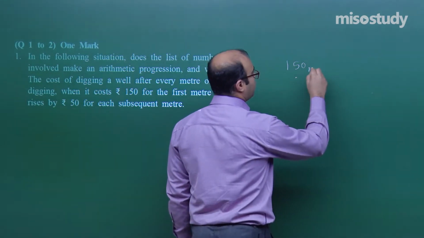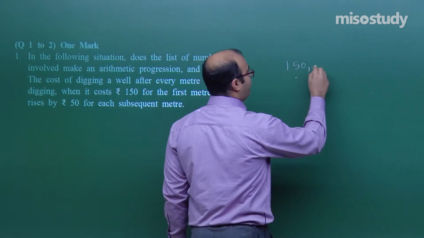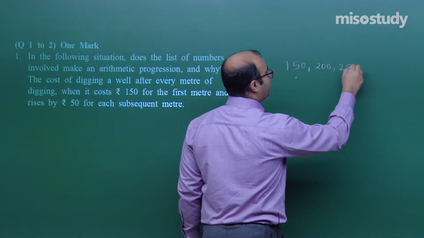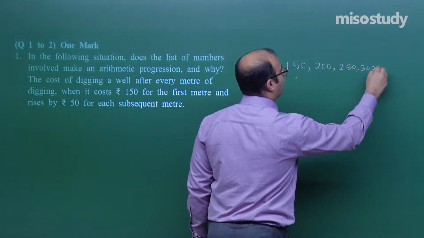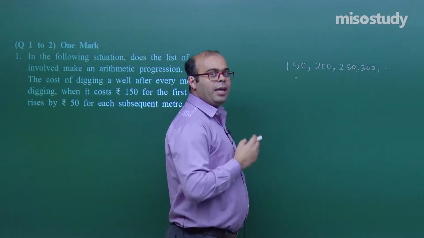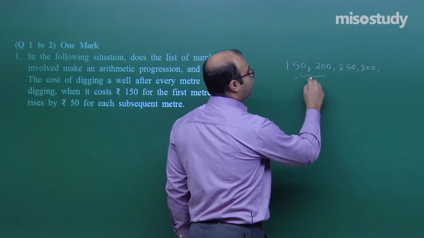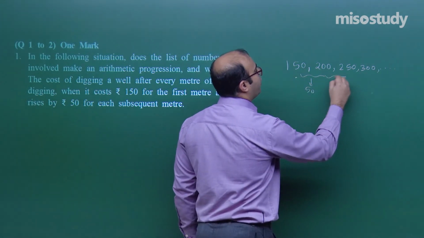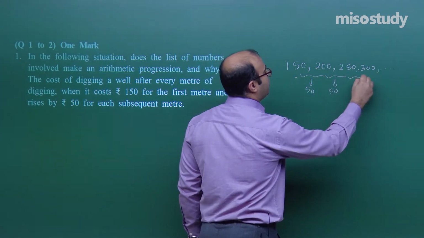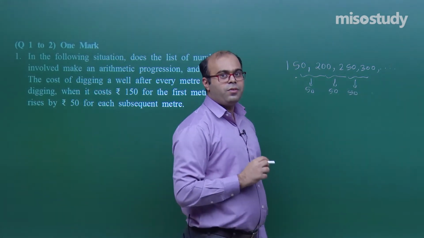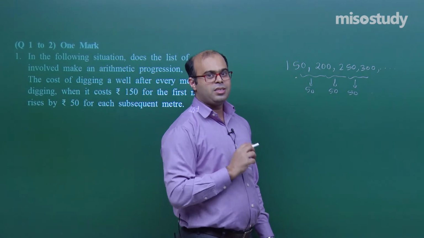So the next meter cost will be 150 plus 50, that is 200, after that 250, then 300, and so on. So they are asking, is this an AP, an arithmetic progression? If we see the terms, the difference of consecutive terms, second minus first, third minus second, fourth minus third, is 50. So this common difference is 50, which means this is an AP.